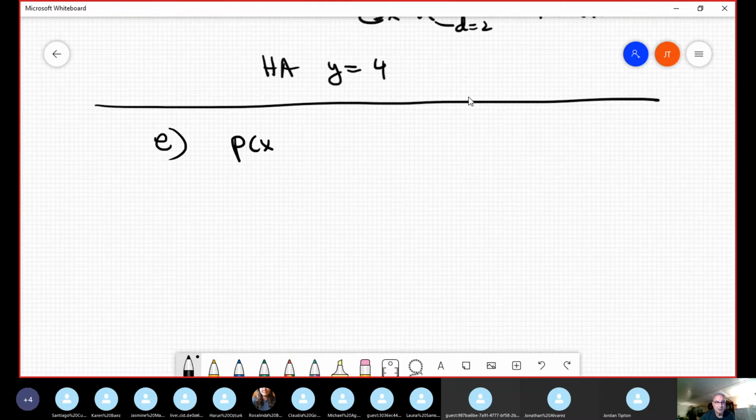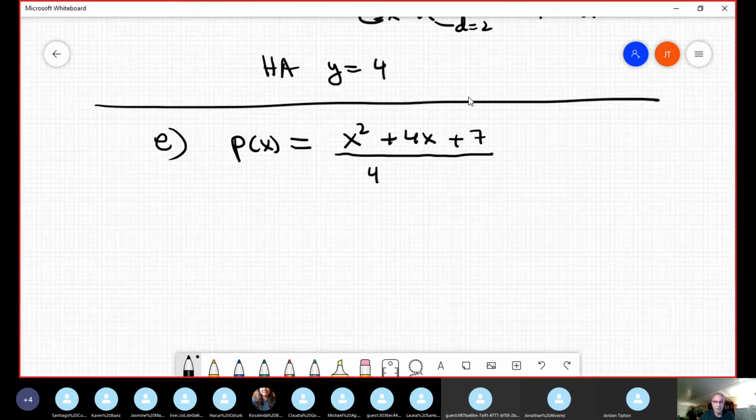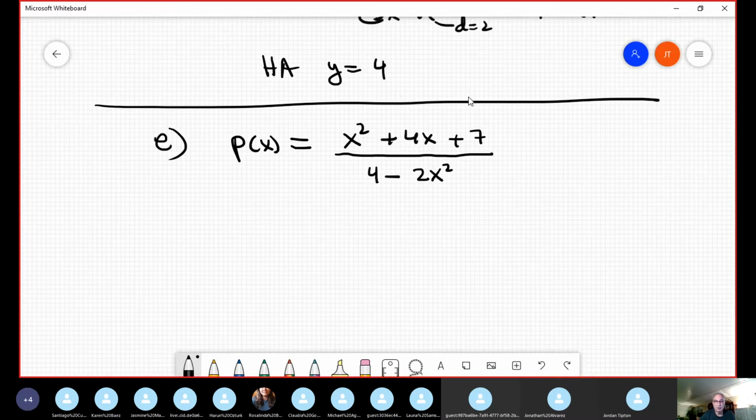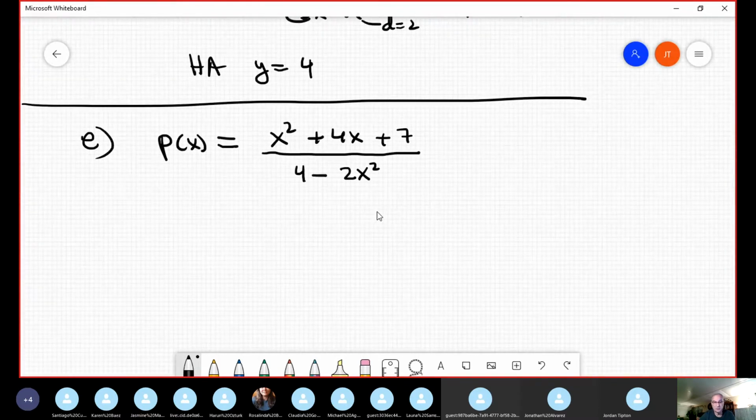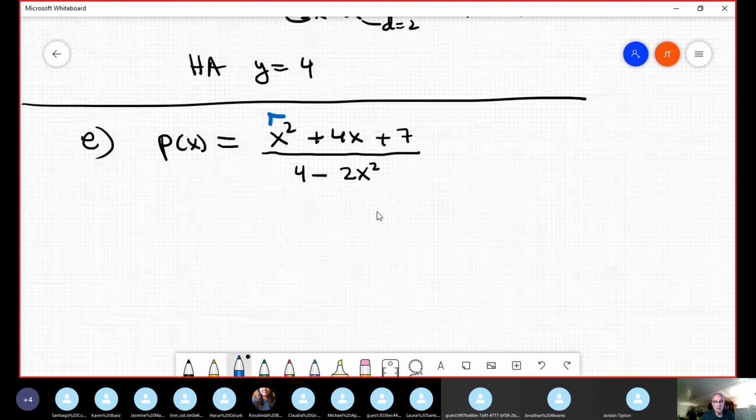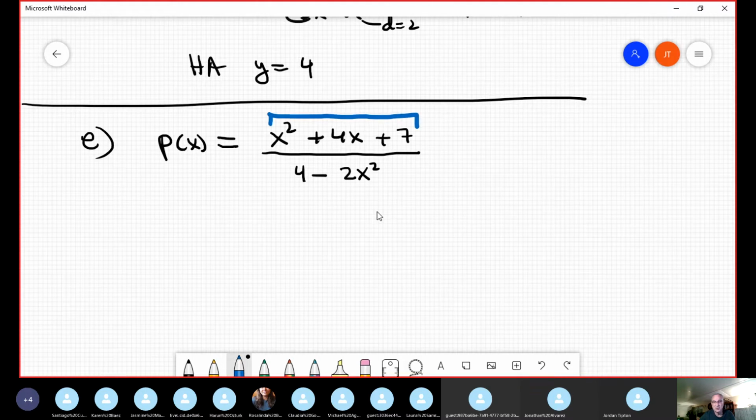P is equal to x squared plus 4x plus 7, divided by 4 minus 2x squared. Well, okay, I try to do my best. The factorization at the top is impossible, no? It's a trinomial, I know, but it's impossible because 7 is a prime number. The only combination that we have is 7 times 1. And 7 plus 1 is 8, and 7 minus 1 is 6, never 4. So this trinomial is impossible to break down.